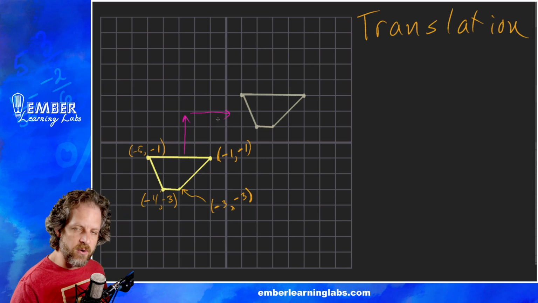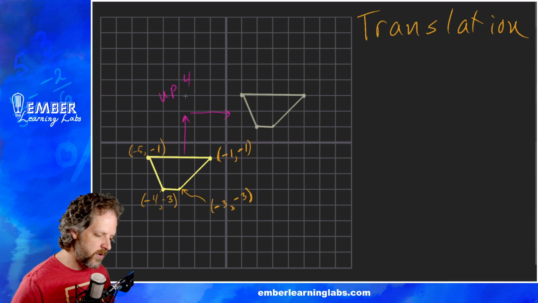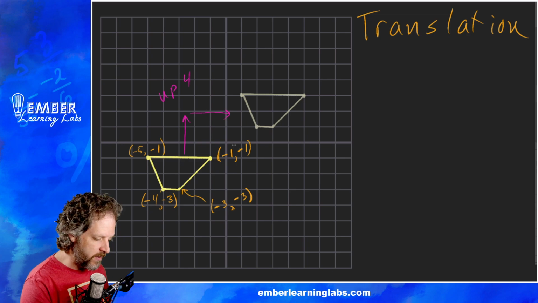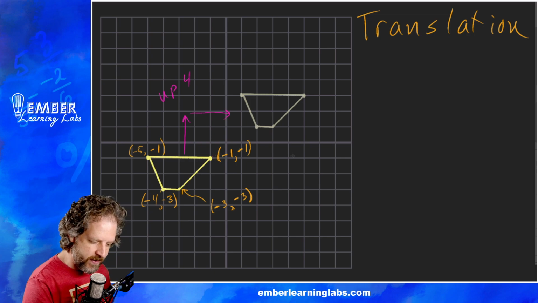How many did we go up? Now this time we're just going to figure out the difference here. So we went up 1, 2, 3, 4. So we went up 4. And how far did we go to the right? I'm going to match this point and that point. So we're going to find the ones that match.